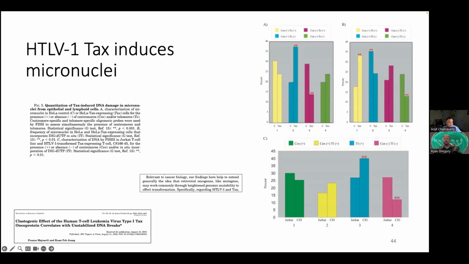So relevant to cancer biology, this is a paper from the year 2000. They point out that our findings here help to extend generally the idea that retroviral oncogenes, like mutagens, may work through heightened genomic mutability to affect transformation. So this is a paper from 25 years ago that's essentially making the point about the chromosomal instability model of carcinogenesis using the HTLV-1 Tax protein as their example.